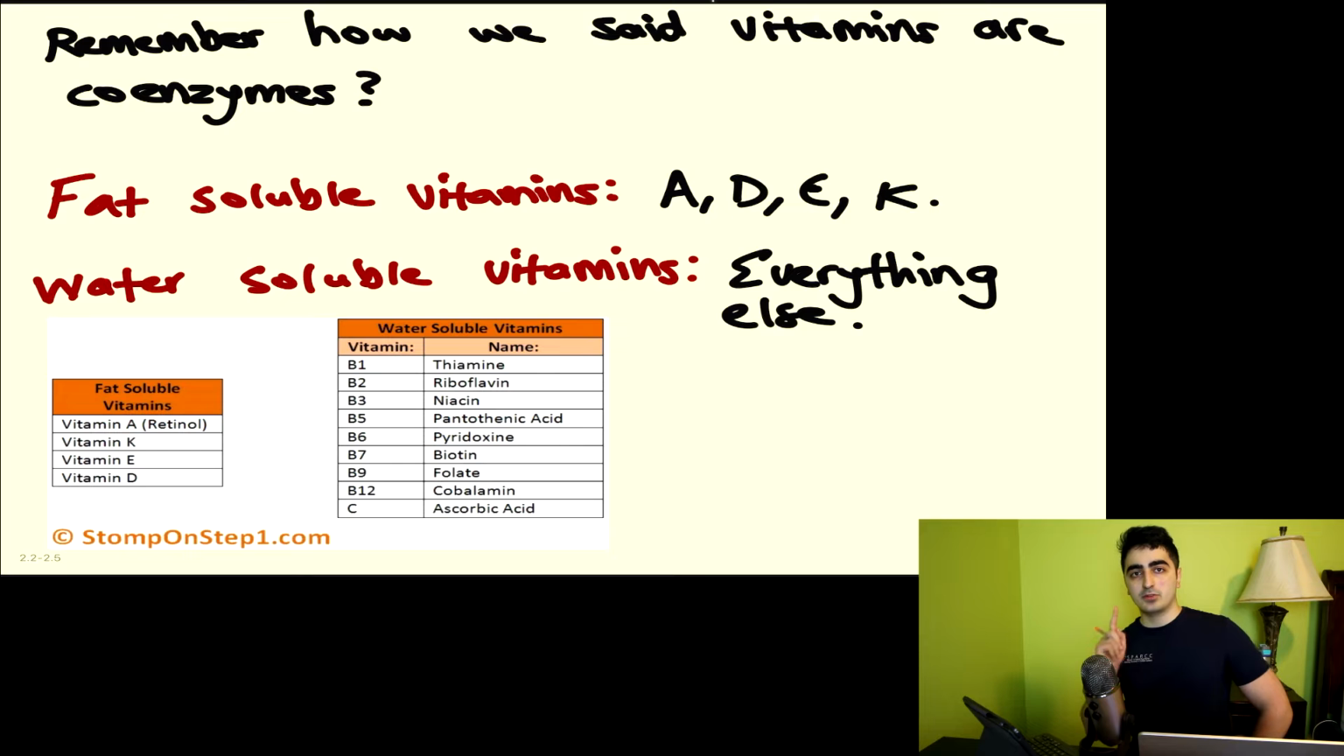So I got an easy way for you to remember it. Fat-soluble vitamins are A, D, E, and K. A deck, right? Just remember A, D, E, and K. For some reason, those 4 letters just stick in my brain a little bit. I'm not completely sure why. A deck, just remember it. And then everything else is the water-soluble vitamins. Boom, done. That's all you gotta know.